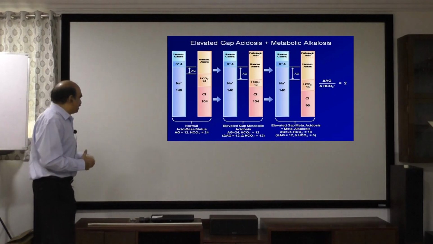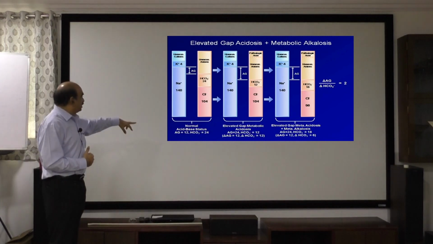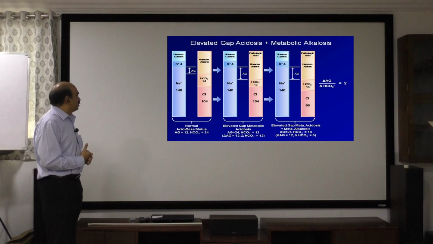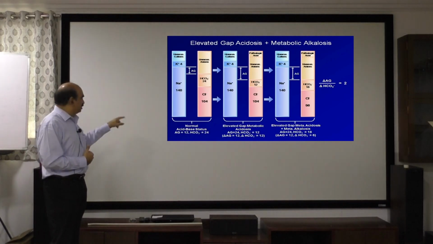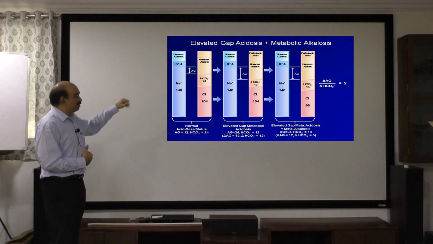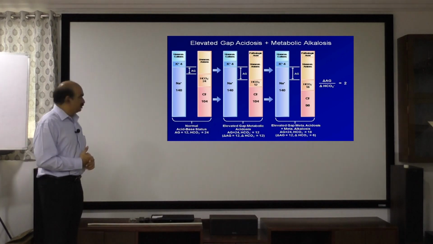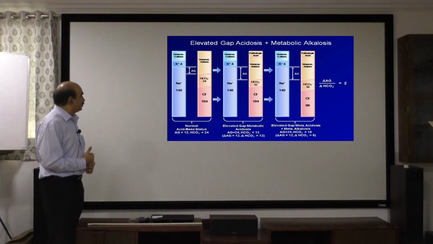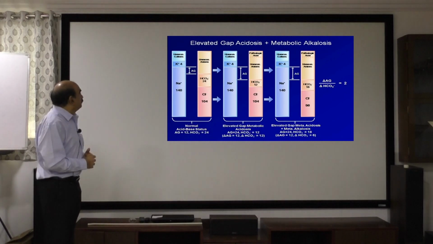This is a normal acid base status. What is the anion gap? 140 minus 104 plus 24, 128. 140 minus 128, this is a 12 anion gap. A 12 anion gap is normal. Bicarb is 24, so it is a normal acid base status. Coming to the second one, what is the anion gap?